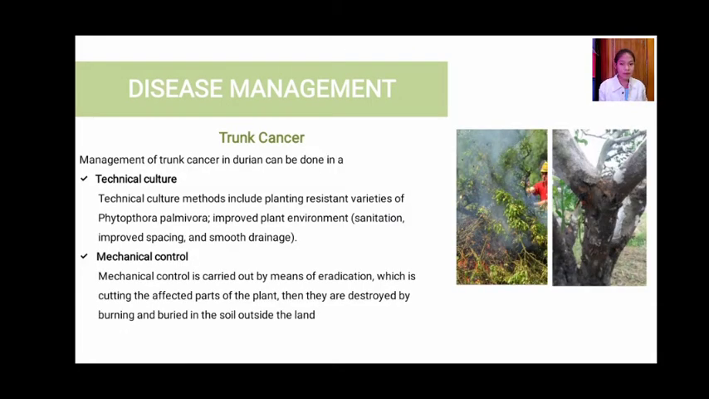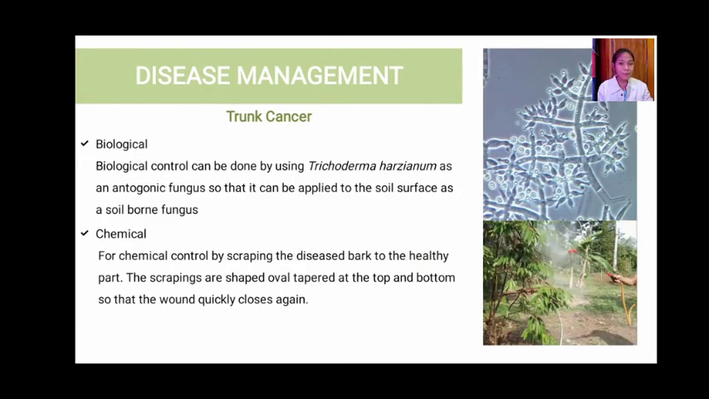Disease management of trunk cancer. Trunk cancer in durian can be managed by technical control, including planting varieties resistant to Phytophthora palmivora and improving the plant environment such as sanitation, spacing, and smooth drainage. Then mechanical control by eradication, which is cutting the affected parts of the plants, then destroying them by burning and burying them in the soil outside the land.